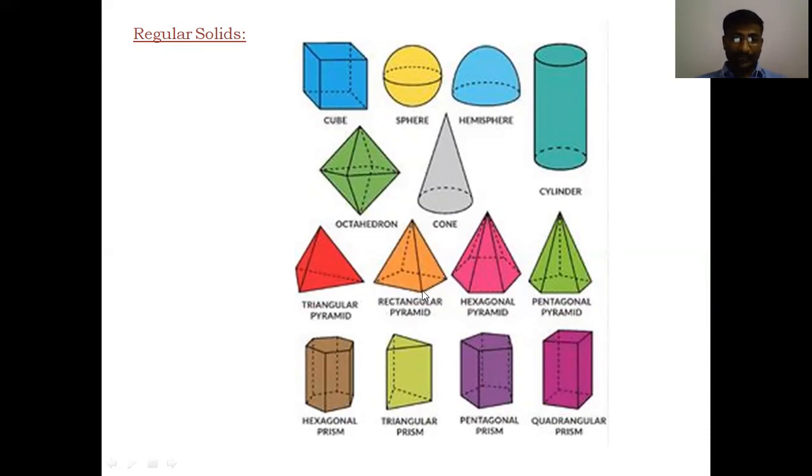This is called the base, the rectangular base. That rectangular base is connected to the apex point with the slant faces. These are called the faces. This is called the base. Okay. This is the hexagonal pyramid.